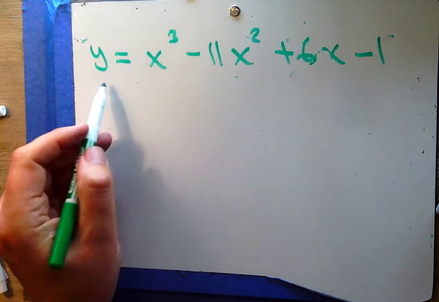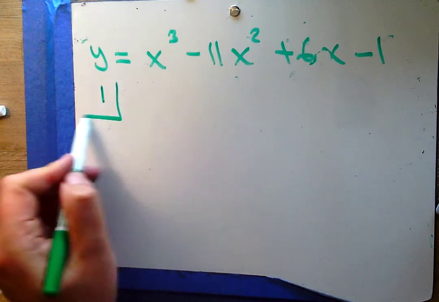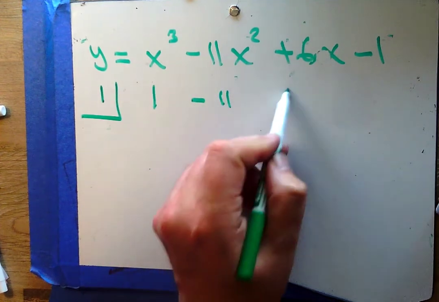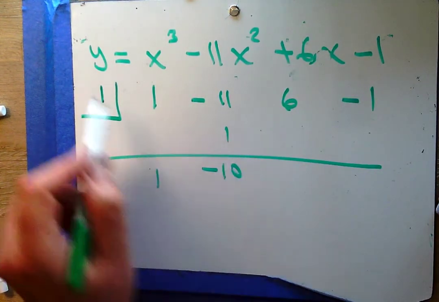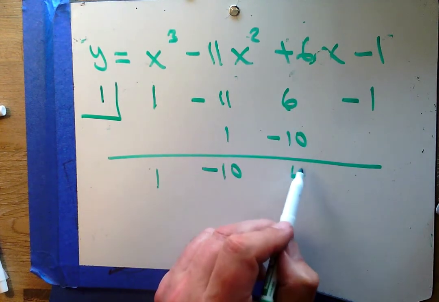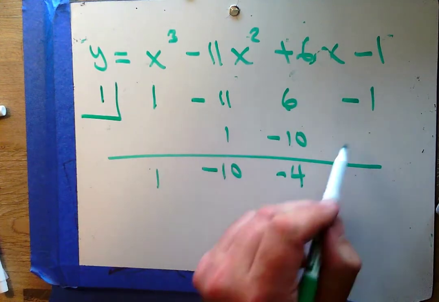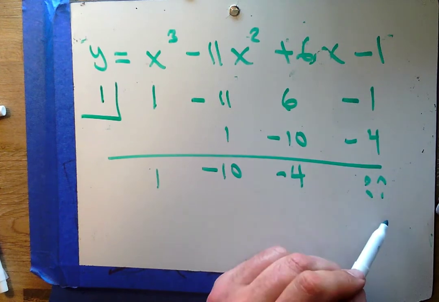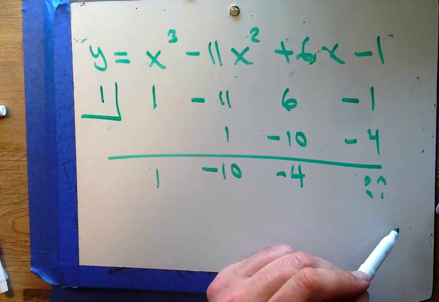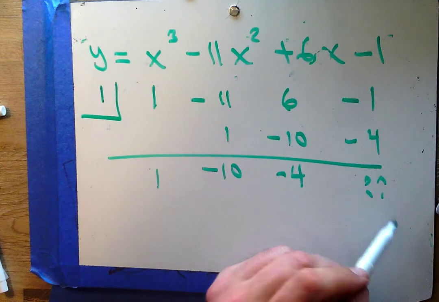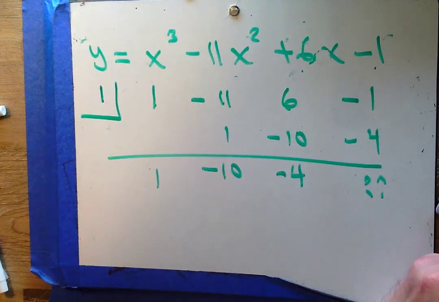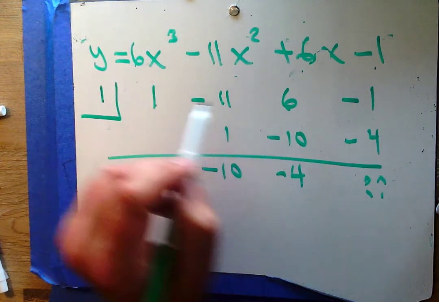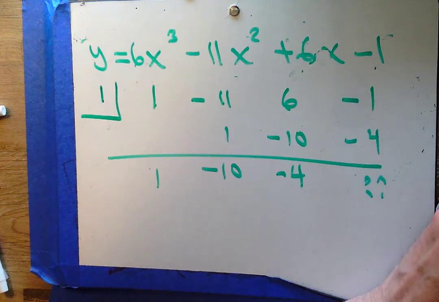So instead, I saw that 1 was a root. 1, -11, 6, -1. 1, -10, whoops, that's not right. I think I have a typo somewhere. Plus 6x minus 1. Okay, so what am I supposed to have? Oh, I'm supposed to have a 6 here.